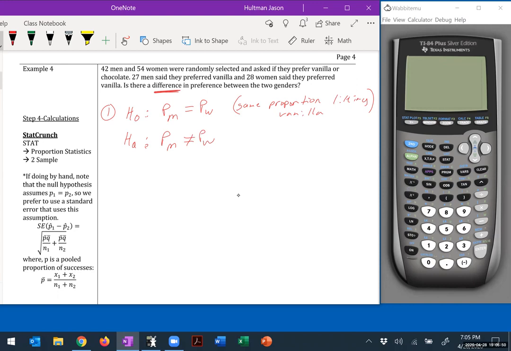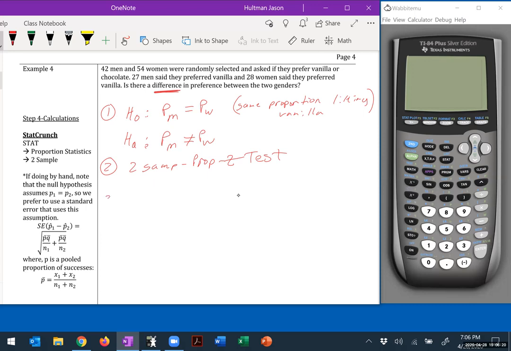Okay, so how can we test this? What's the test that we're going to use? We're going to use a 2-sample proportion Z test. It's really long. 2-sample prop Z test, proportion Z test.